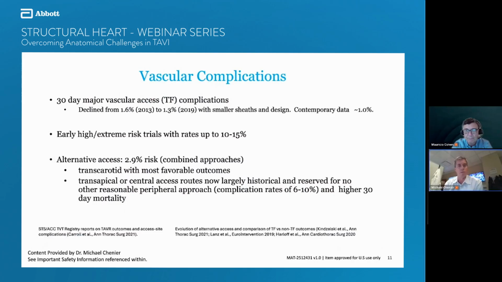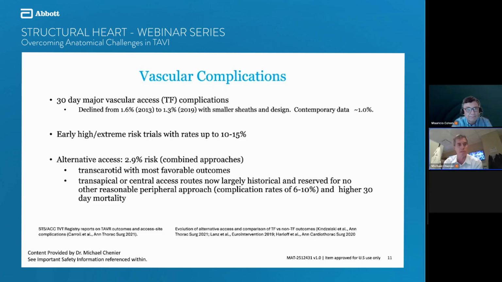So when I think about vascular complications for my TAVR patients and the risks that are going to be posed to them, I really think of four things. This first slide is going over the first, and I touched on it already a bit. Access route inherently itself is going to change your risk of complications.